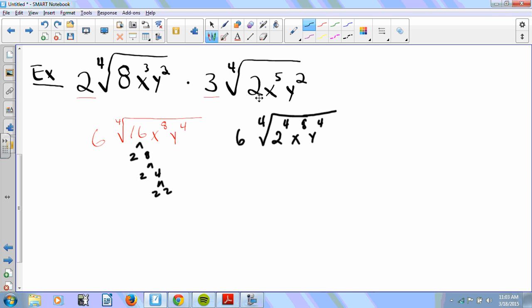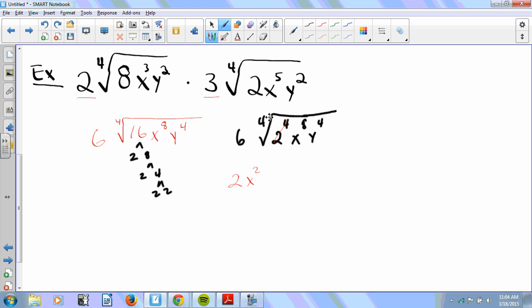Sets of 4, not sets of 2 or 3, sets of 4. So we ask ourselves, how many sets of 4 can I get out of 4? The answer is 1. So I can take a 2 out with nothing left over. So that guy's taken care of. The next one, how many sets of 4 can I get out of 8? Again, be careful. Even root, even exponent. Well, 8 divided by 4, you get 2. That's an even result, so I'm okay there.